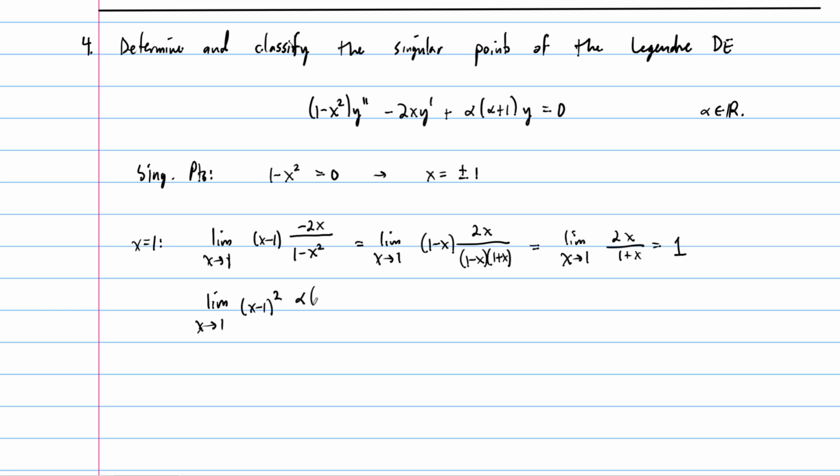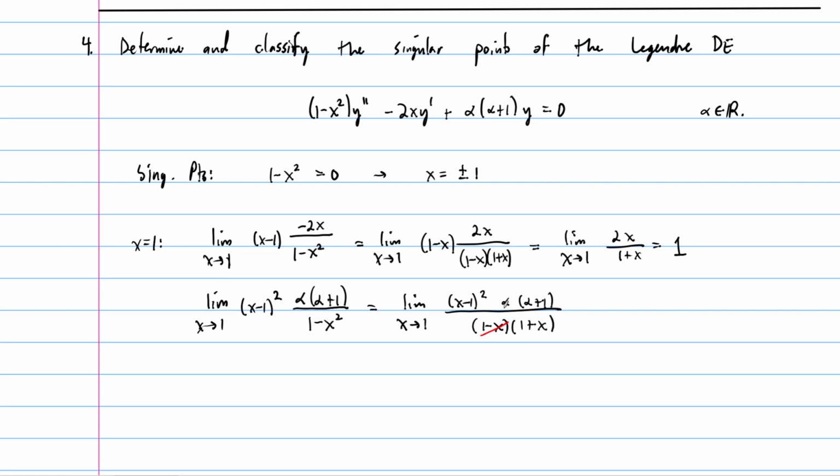So r of x is alpha times alpha plus 1, a constant, over this term, 1 minus x squared. All right. This time, what's going to happen? Well, we can factor again, right? So the limit as x approaches 1, I want to make sure this is all together here. So this is going to be x minus 1 quantity squared times alpha plus 1. And in the denominator, we have 1 minus x times 1 plus x.